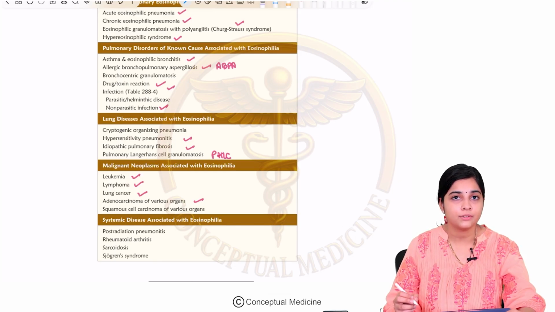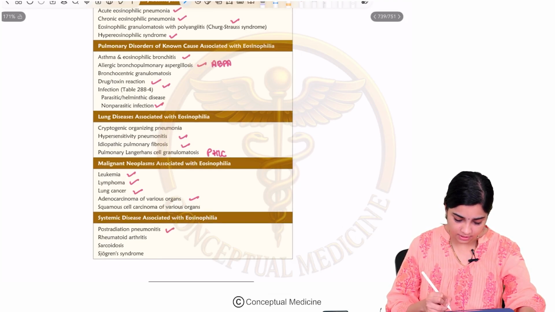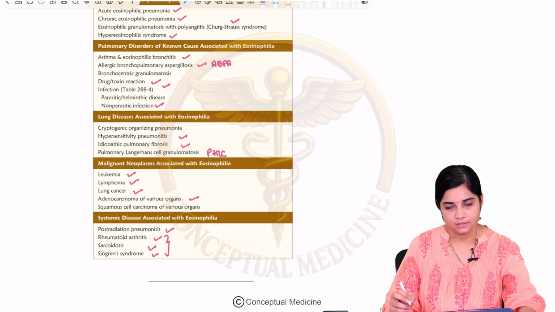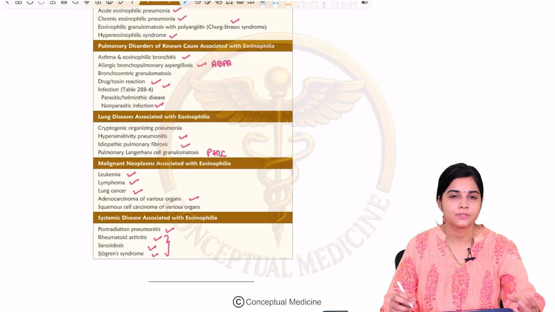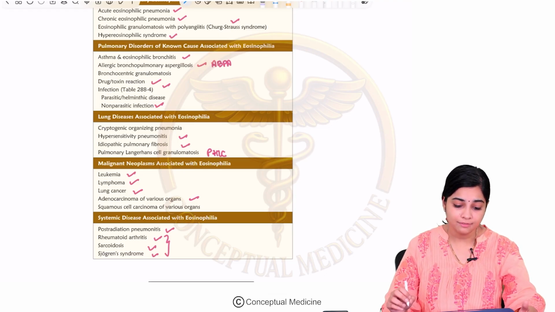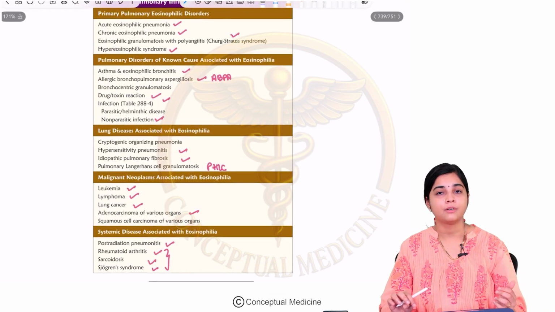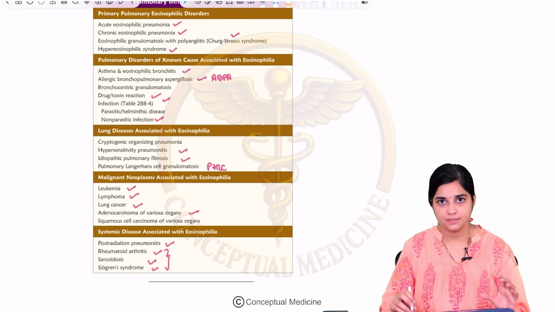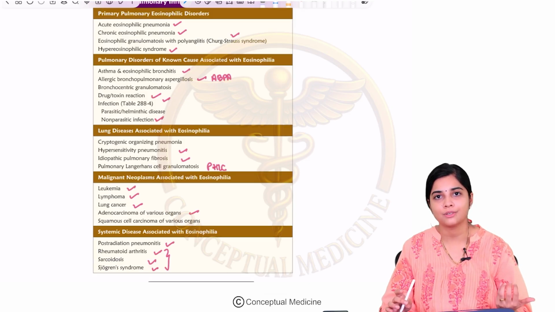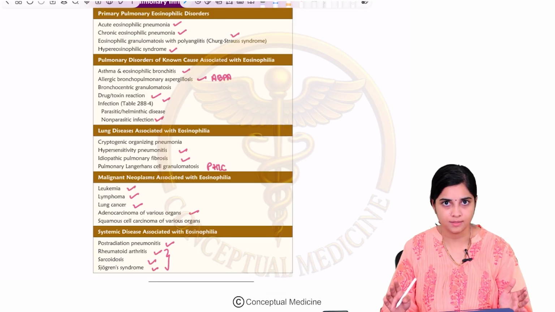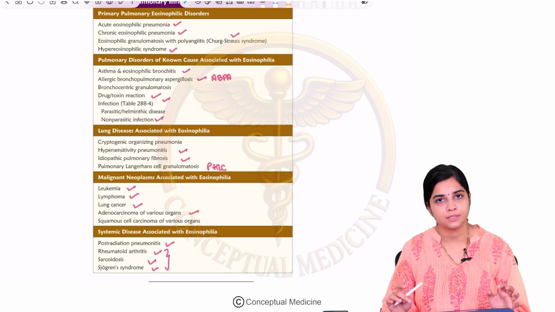Systemic disorders associated with eosinophilia can also cause lung infiltrates, like radiation-associated pneumonitis, RA, sarcoidosis, Sjogren's. All of these can be associated with eosinophilia. So RA, sarcoidosis and Sjogren's. Fine. So this is the broad classification of eosinophilic lung diseases. The major takeaway from this slide is that if a patient presents to you with pulmonary infiltrates and eosinophilia, you have to see whether this is due to a primary pulmonary process, a systemic condition, drugs or toxins, infections or malignancies. Okay, so this is the major takeaway from this table.